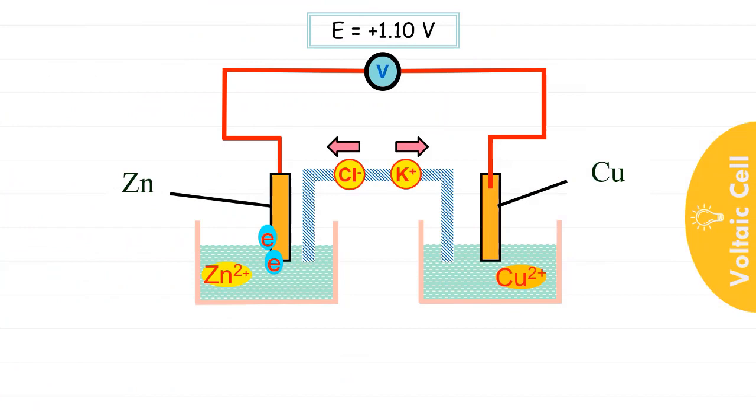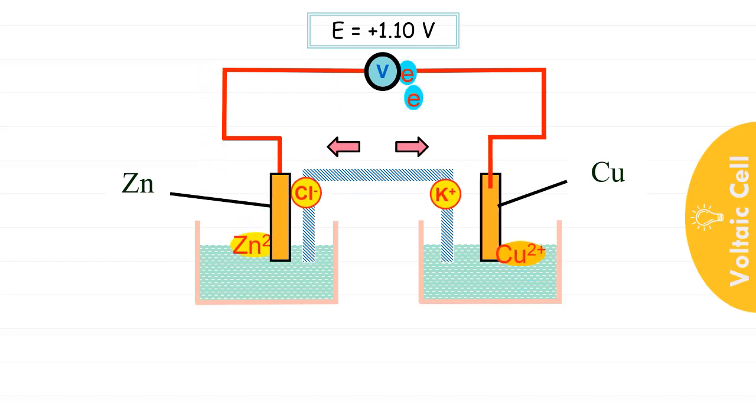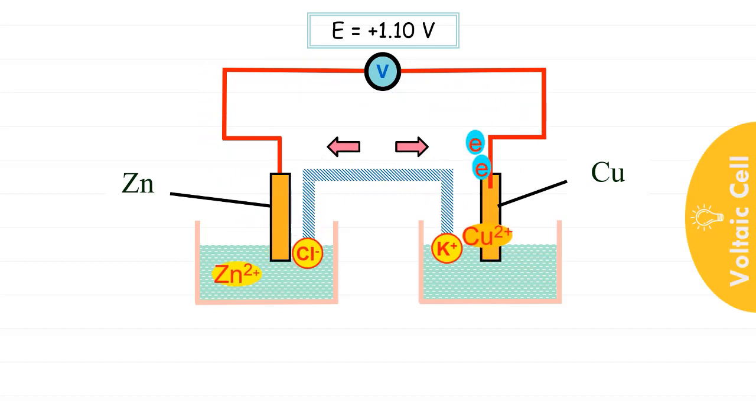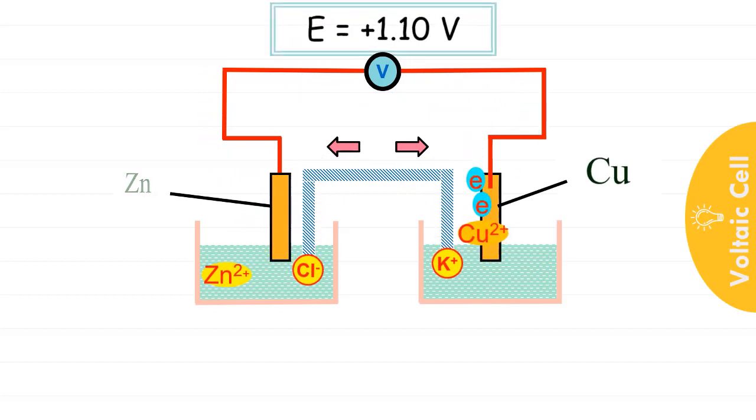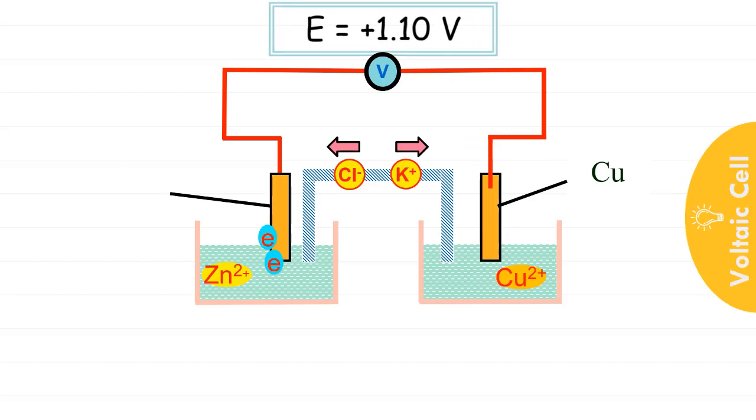So, this is how the overall reaction will look. Solid zinc releases 2 electrons and Zn2+ enters the solution, resulting in a smaller zinc electrode. Cu2+ picks up the electrons and moves to the metal, resulting in a bigger copper electrode. Hence, a cell potential of positive 1.10 volts is obtained.